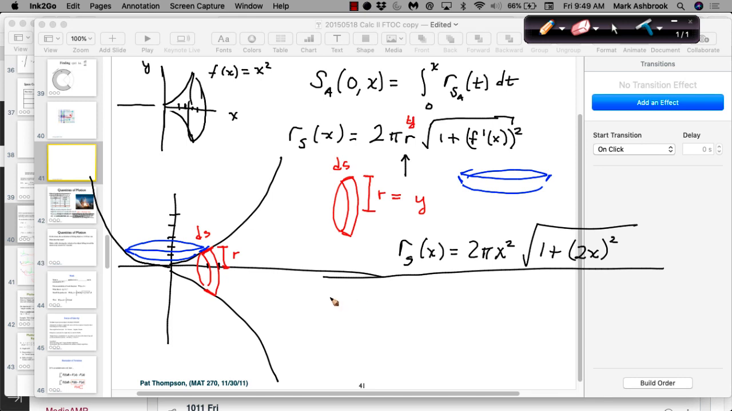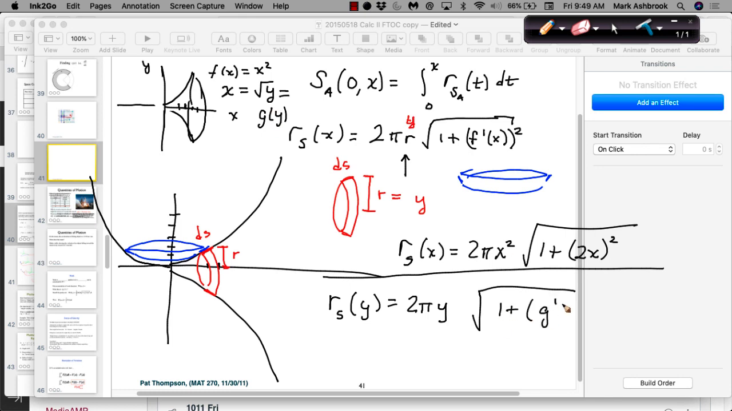So now, in terms of y, the rate of change of surface area is still 2 pi r. And what is r? Still y. And now we need x as a function of y. So if f of x is x squared, then what does x equal? Square root of y. So that would be a g of y function, x as a function of y. So now we have the square root of 1 plus g prime of y squared under the radical.